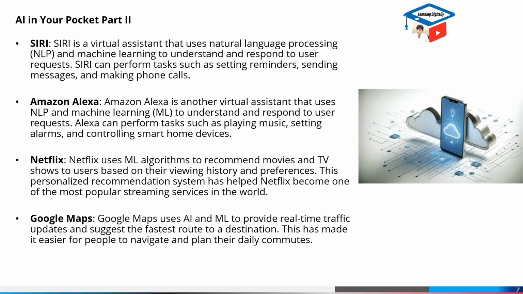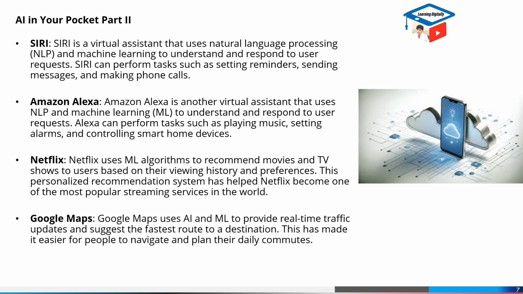Then Netflix uses machine learning algorithms to recommend movies and TV shows to users based on their viewing history and preferences. This personalized recommendation system has helped Netflix become one of the most popular streaming services in the world. And then Google Maps. Google Maps uses AI and machine learning to provide real-time traffic updates and suggest the fastest route to a destination. This has made it easier for people to navigate and plan their daily commutes. These are just a few examples of how artificial intelligence and machine learning have been used in everyday life.